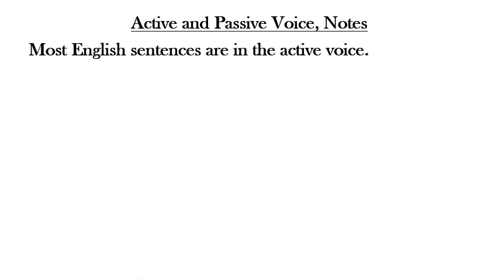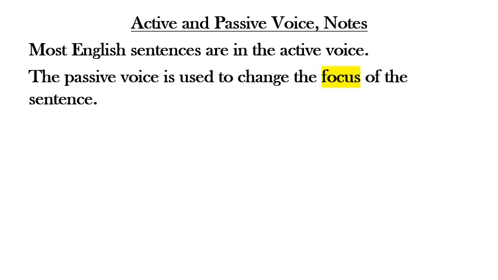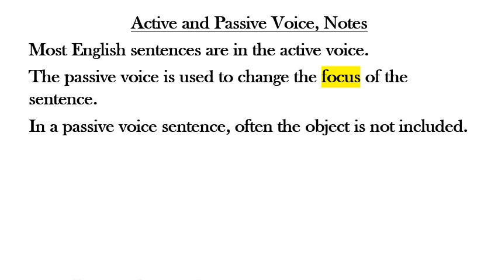Take a look here. Now, most English sentences, over 90% of them, are in the active voice. That's because there are so many sentences that cannot be written in the passive voice, and usually active voice is more effective. But the passive voice is used, you see here, when you want to change the focus of the sentence. And let's take a look here at another detail. In the passive voice sentence, the object is sometimes not included.